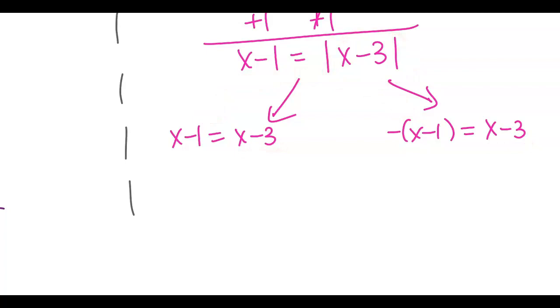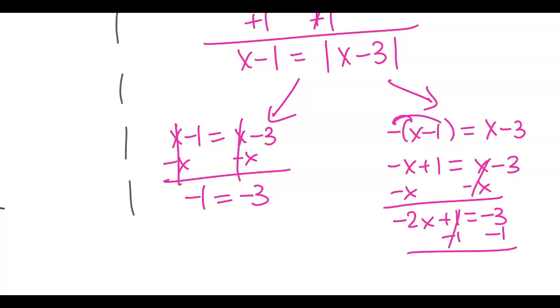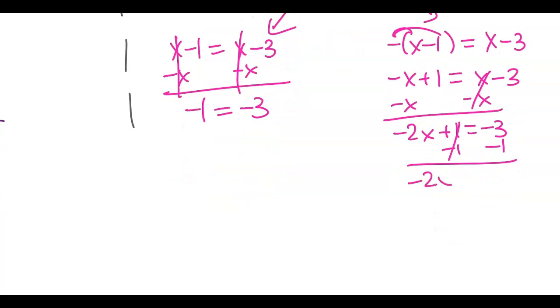So we're going to solve. I'm going to subtract x on each side. Ooh, and when I do that, both of these cancel. So by having negative 1 equal to negative 3, I can't do anything else with that. That part's done. I do, however, need to continue to solve the right-hand side. So negative x plus 1 is going to equal x minus 3. I'm going to subtract x on each side. That's negative 2x. Be careful. And then I'll subtract 1 on each side. So negative 2x will equal negative 4. I'm going to divide both sides by negative 2. So x will equal 2.